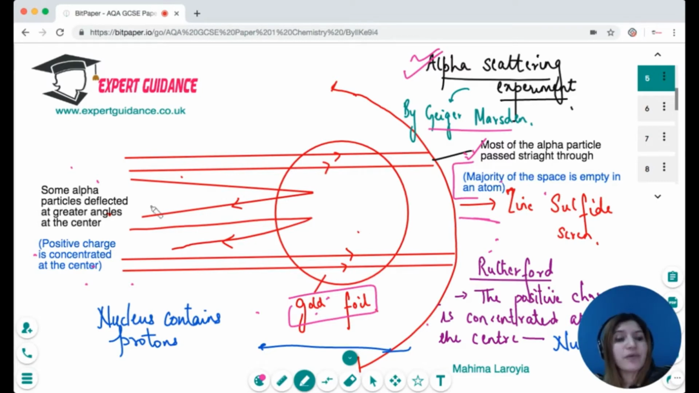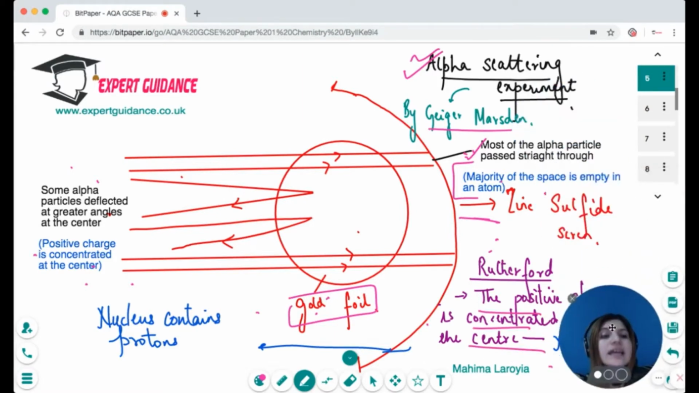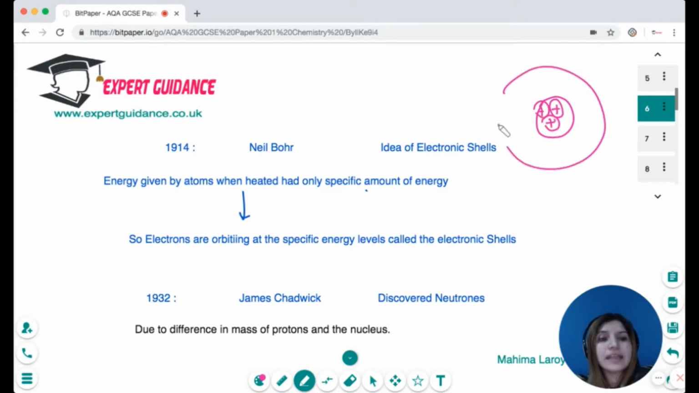So therefore, Rutherford modified the structure of J.J. Thomson, and he said that the positive charge which is concentrated at the center is the nucleus. So he refined the structure, and he said that there's a nucleus at the center which consists of positively charged subatomic particles, and then the electrons are revolving around this nucleus.